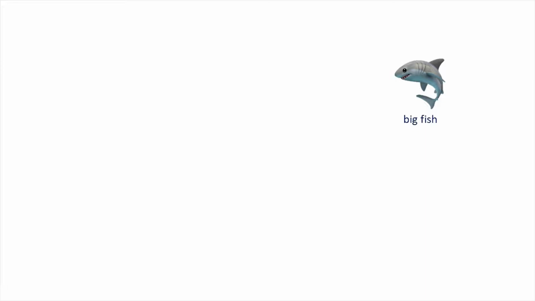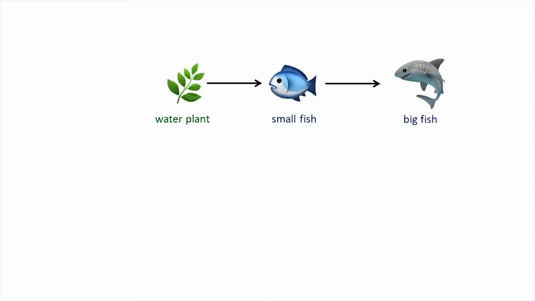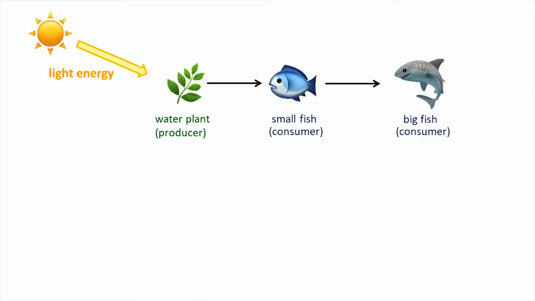They will need to eat smaller fish, and the smaller fish has to feed on water plants. So all living things who cannot make their own food ultimately rely on food producing plants. Plants make their own food by photosynthesis, and therefore they are called producers. Animals feed on plants or other animals, and therefore they are known as consumers. The food chain below shows the feeding relationship among living things.